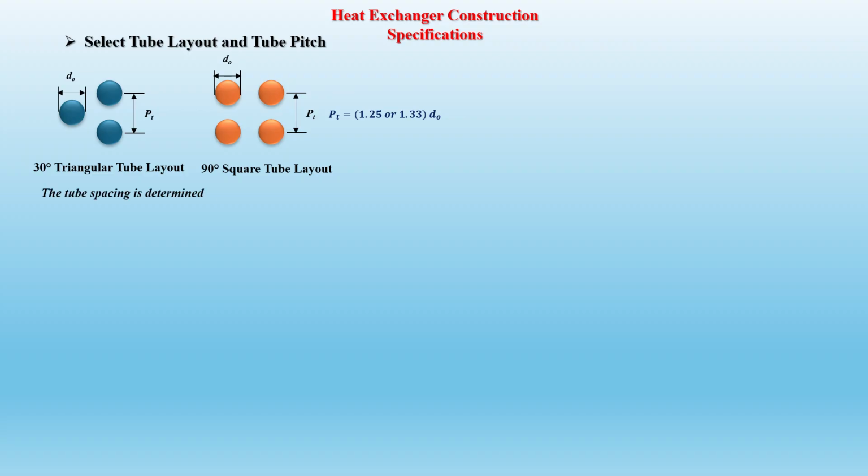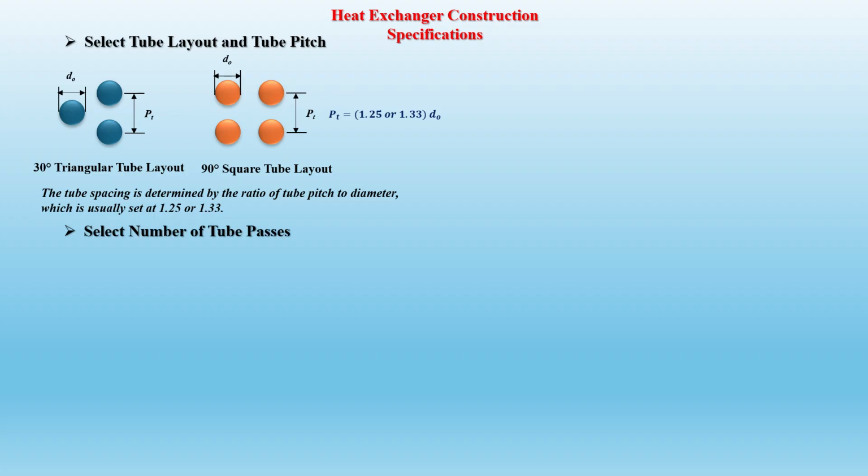And the pitch represents the distance between the centers of the tubes constructing the triangle or the square, and it is usually either 1.25 times d naught or 1.33 d naught. This selection depends on the art of design and the requirements, and usually depends on the fluid that is passed on the shell side.